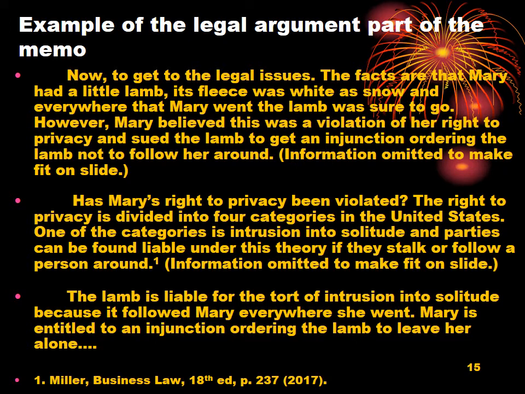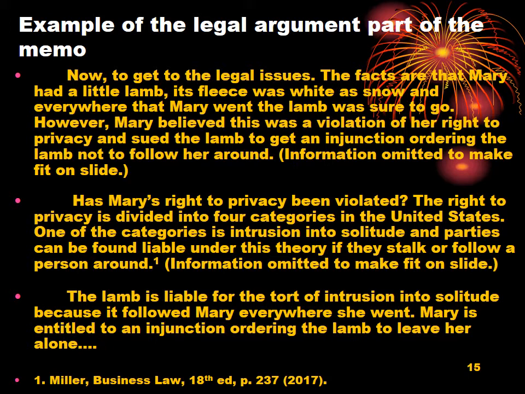Has Mary's right to privacy been violated? The right to privacy is divided into four categories in the United States. One of the categories is intrusion into solitude, and parties can be found liable under this theory if they stalk or follow a person around. Point 1. Information omitted to make it fit on the slide.